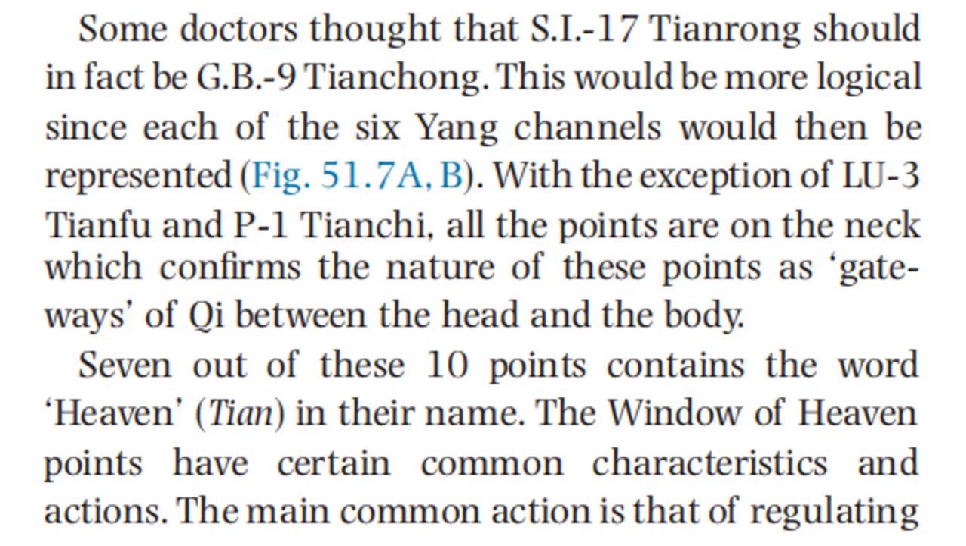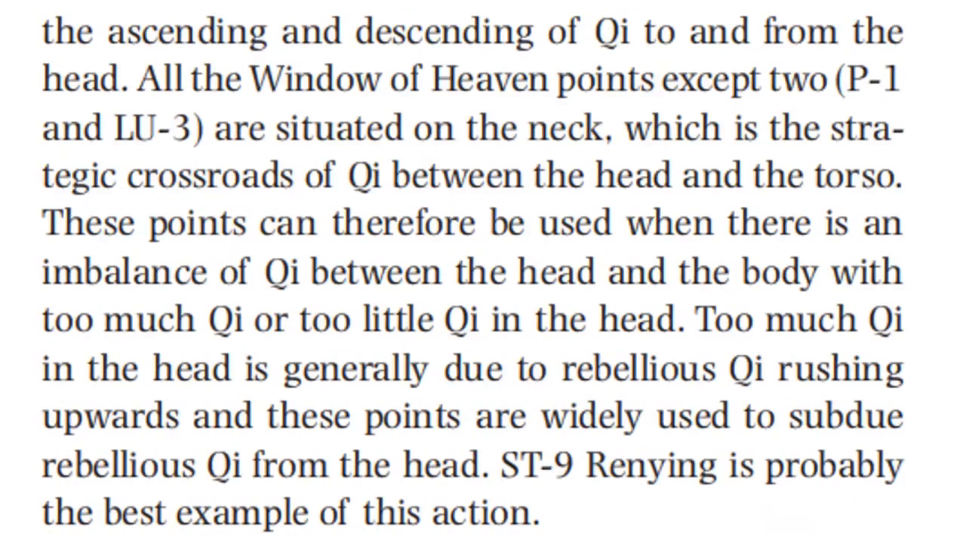The main common action is that of regulating the ascending and descending of qi to and from the head. All the window of heaven points except 2, PC1 and Lung 3, are situated on the neck, which is a strategic crossroad of qi between the head and the torso. These points can therefore be used when there is an imbalance of qi between the head and the body, with too much qi or too little qi in the head. Too much qi in the head is generally due to rebellious qi rushing upward, and these points are widely used to subdue rebellious qi from the head.